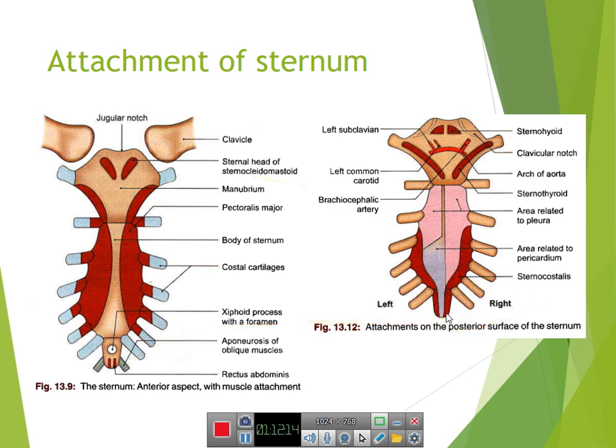The posterior surface gives origin to the diaphragm. It is related to the anterior surface of the liver. The lateral borders of the xiphoid process, as you can see here, give attachment to the aponeurosis of the internal oblique and transverse abdominis muscles. That's related to the lateral border.